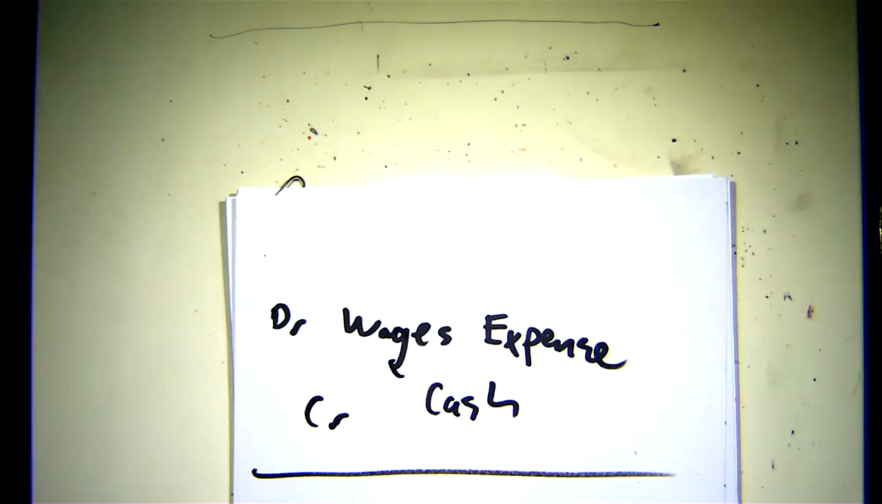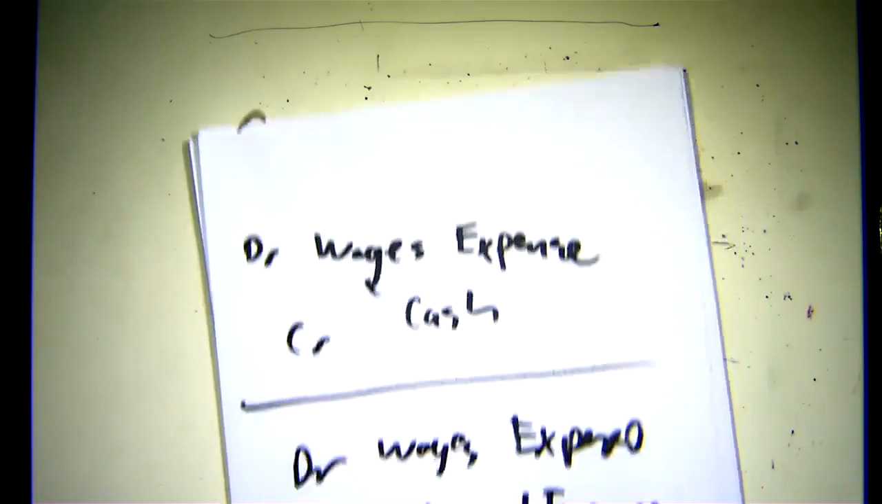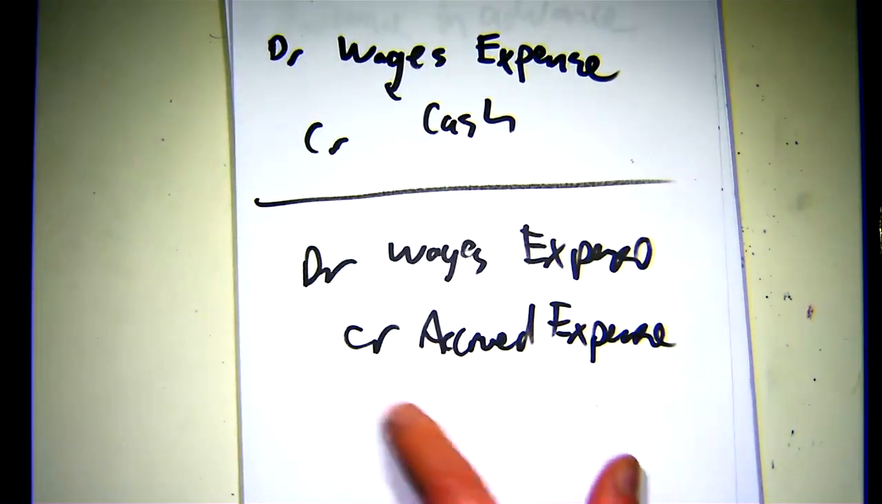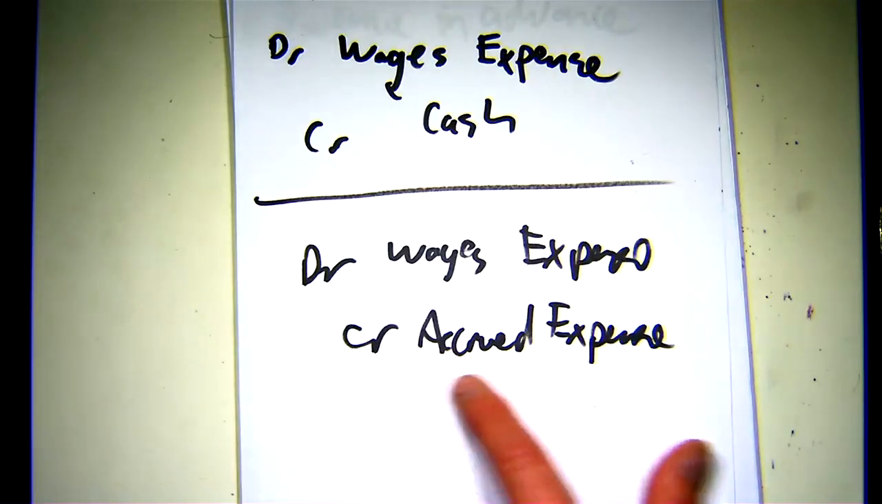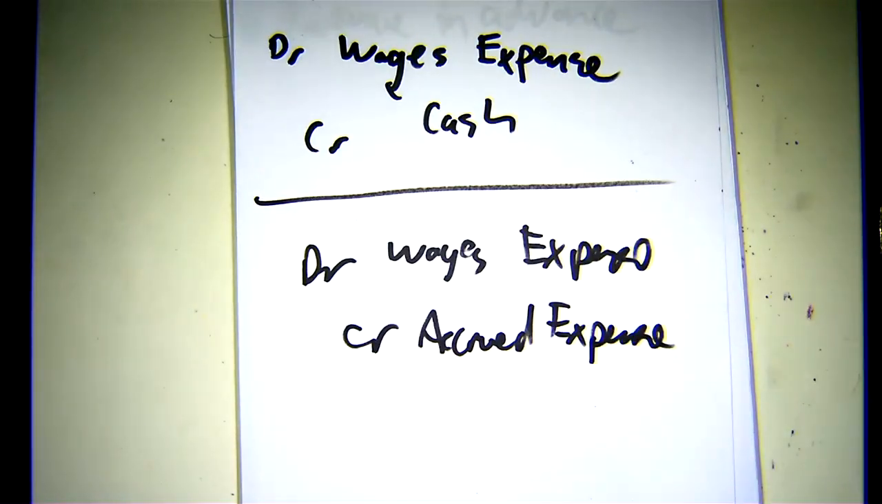Now it's possible that I might not pay you cash, but I might recognise that I owe you money. Similarly, I recognise an expense, but I don't pay you yet because it's not payday. For example, I might only pay you once a fortnight or once a month in some cases. Where I recognise a wages expense but I don't pay you, the journal entry would involve the same wages expense, that's an expense, and it would recognise a liability called an accrued expense.